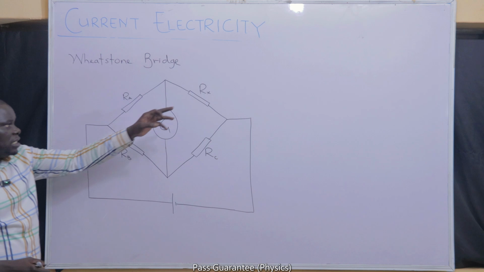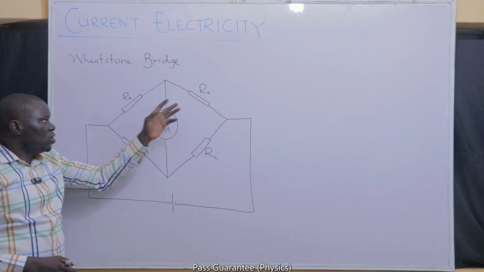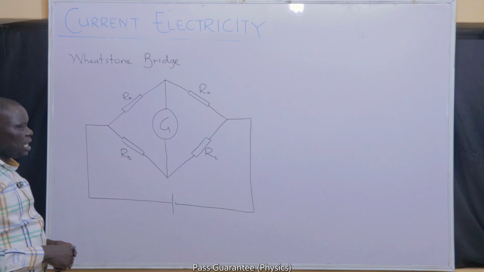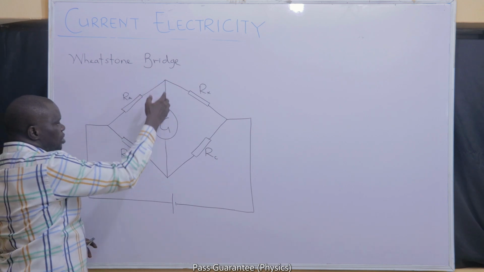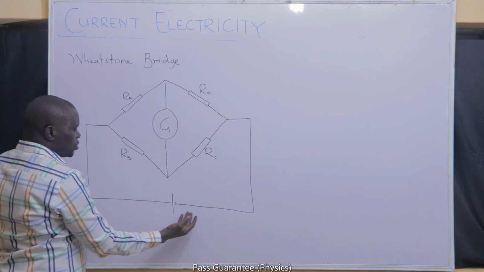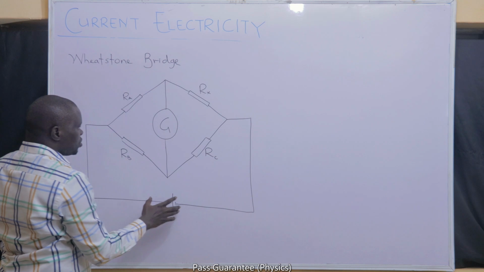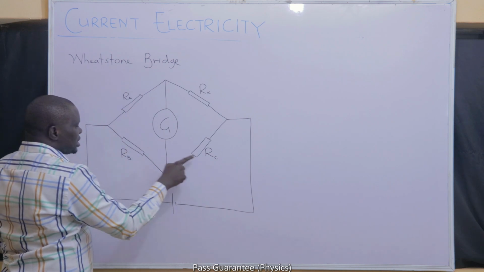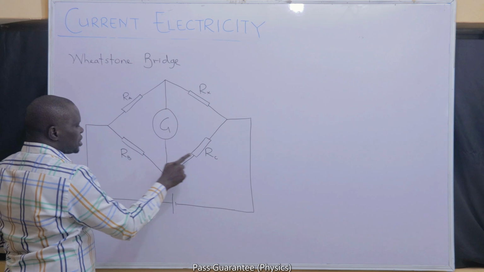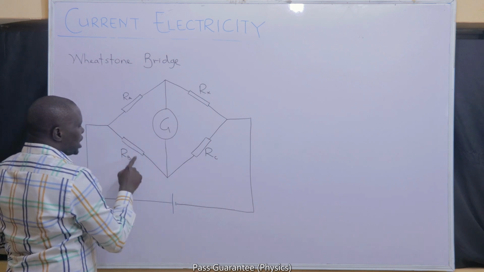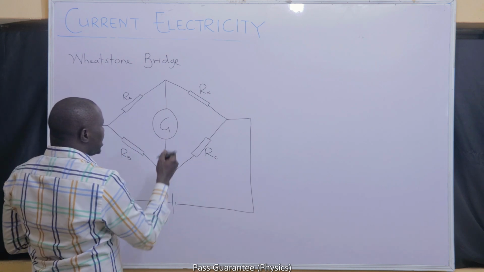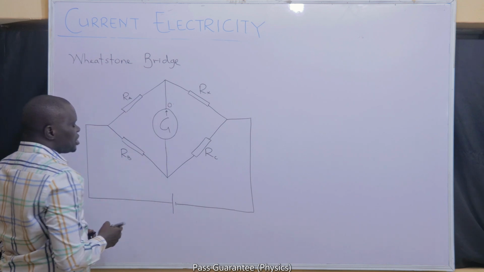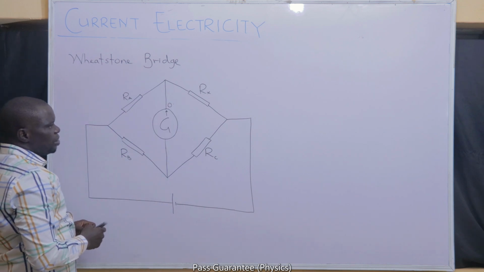I want to find the resistance of this resistor, but I must have three other standard resistors. I'll connect a galvanometer across the middle, and I will supply current to this circuit. I will now start to alter A, B, and C using different values of resistance. At what point will I stop? The moment this galvanometer gives a zero reading. The moment the galvanometer gives a zero reading, I'll say there is a balance point.